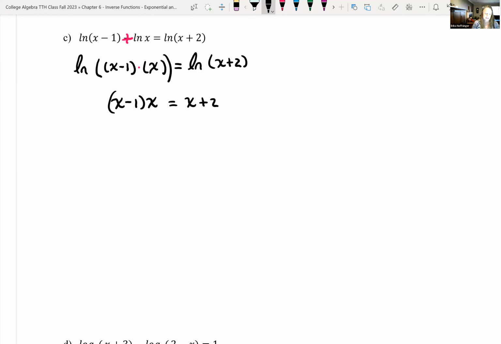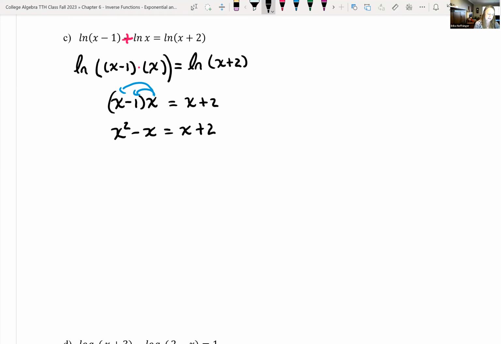So let's solve this. Let's expand. Let's distribute our x to the x minus 1. Doing so, x times x is x squared, and negative 1 times x is minus x. So this is equal to x plus 2. Quadratic, so let's set it equal to 0.